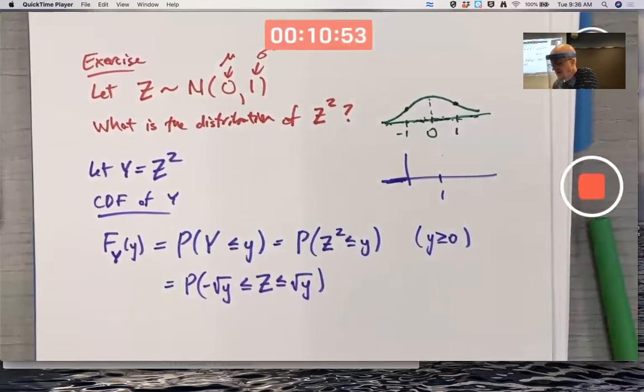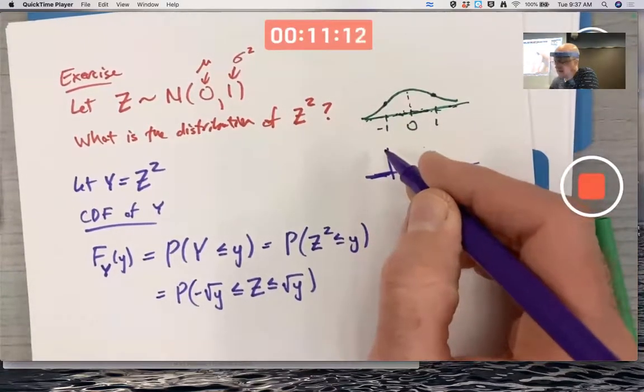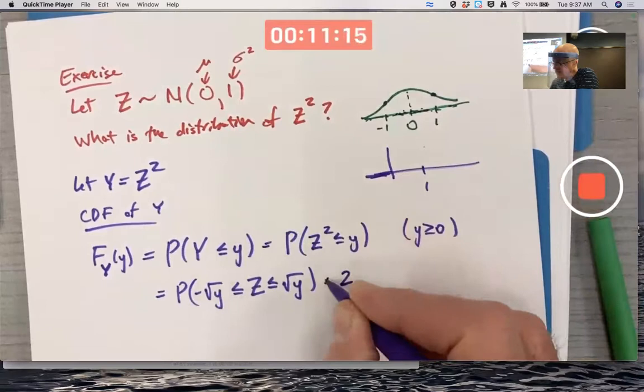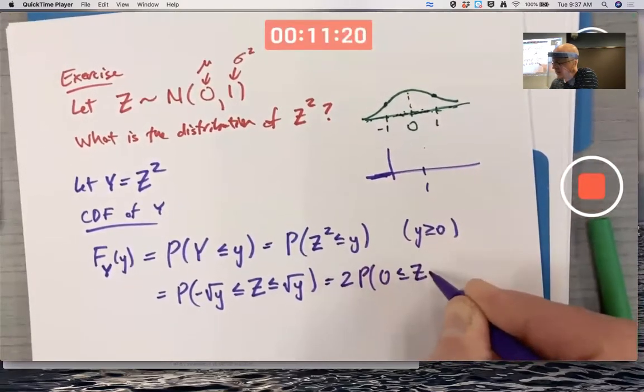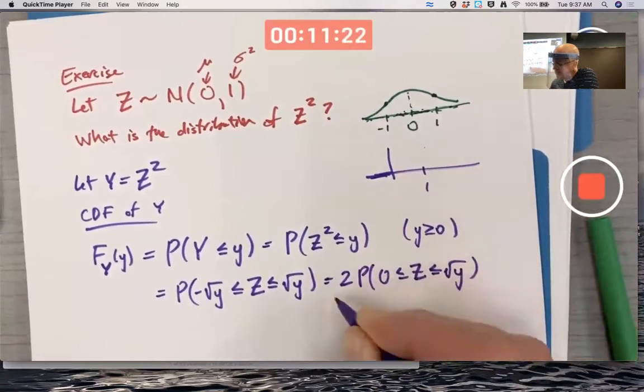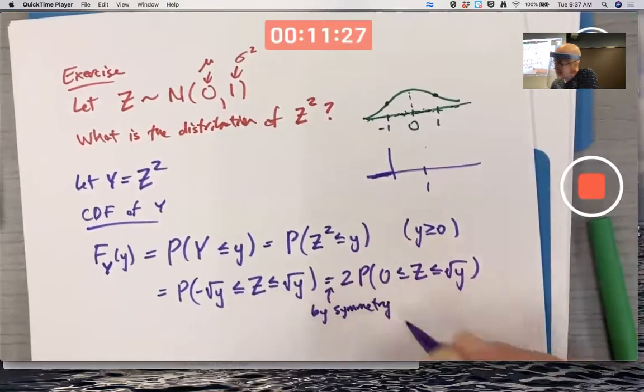All right. So now should I go to a standard normal table or something? Well, you could if you knew what y was, but y is a variable here, so it's not so clear. I could use the symmetry of the normal curve about 0 to say this is 2 times the probability that z is between 0 and square root of y. That would be by symmetry. And that makes it a little easier to think about, perhaps.